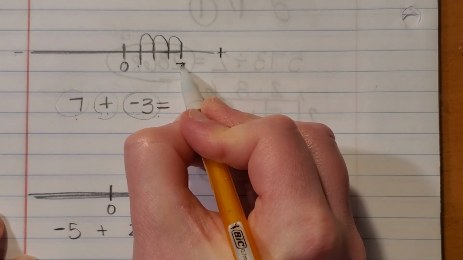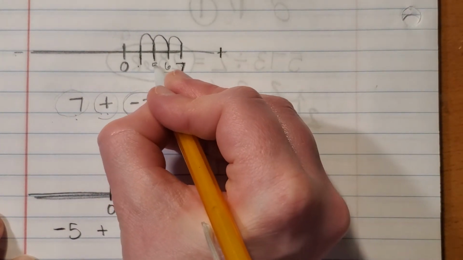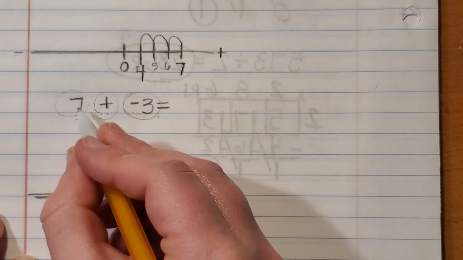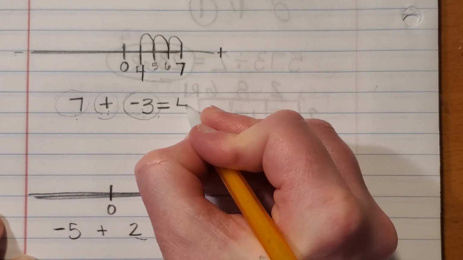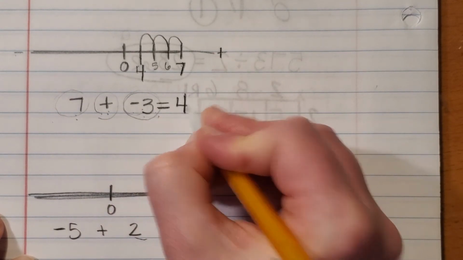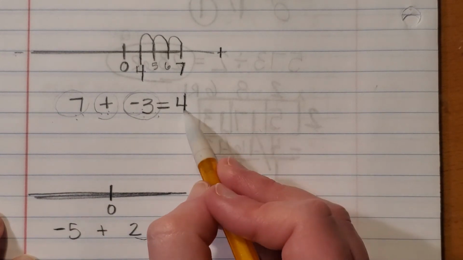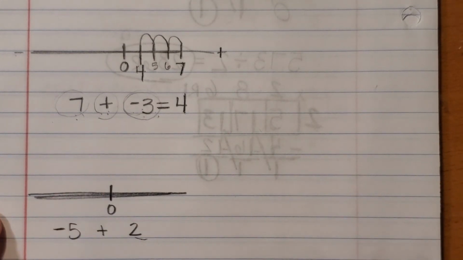If this one's 7, this would be 6, 5, 4. Where I ended up would be my answer. So 7 plus -3 is 4. I said my answer was going to be more negative than 7, and 4 is more negative than 7.